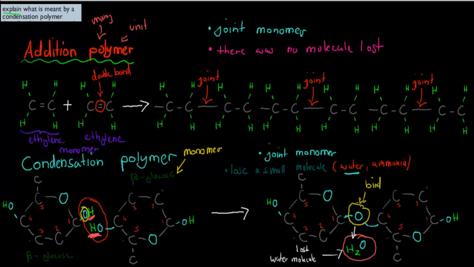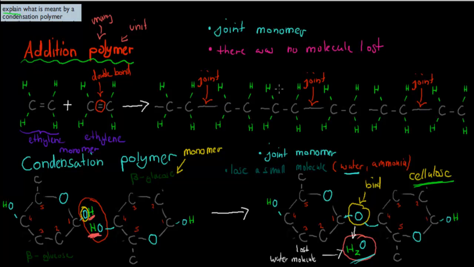So water condensating or being lost. Now the actual name for this is an important name. If you have more and more of these beta glucose molecules joined together, that was called cellulose. And we will go over cellulose a lot in this chapter, because this chapter is pretty much all about cellulose. There are other ones as well. So for example, starch, glycogen, amino acids, proteins, they all join together through these condensation polymerizations.